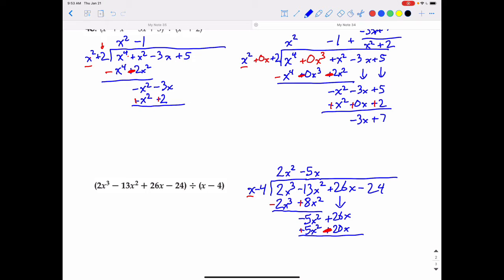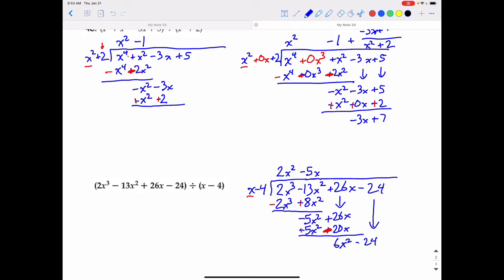So the 5x squares will cancel, and remember, those first terms should always cancel. Sometimes that might mean you may need to use a fraction in your answer to get those first terms to cancel, which does happen. So be prepared for that. 26x minus 20x is 6x, and we'll bring down the negative 24.